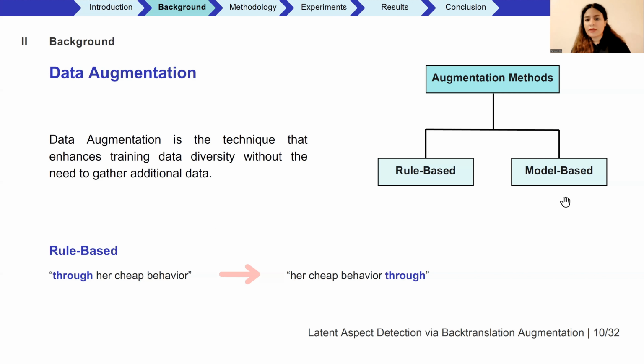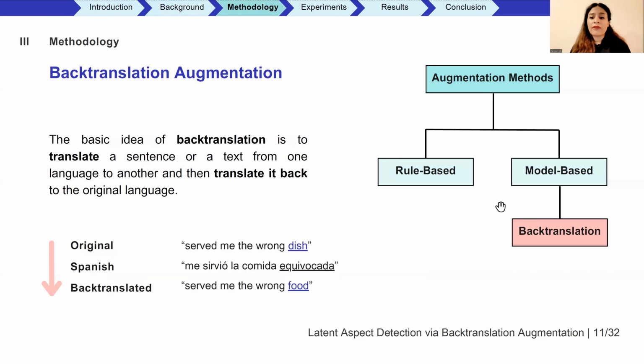Basically, we have two types of augmentation methods. The first one is rule-based, which uses heuristics and straightforward transformations. Like if you have the review "through her cheap behavior", after we give it to the rule-based model, it will give us "her cheap behavior through". On the other hand, we have model-based ones, in which we use a statistical model or machine learning algorithm to generate new data samples. And back translation is also one of those model-based methods for augmentation.